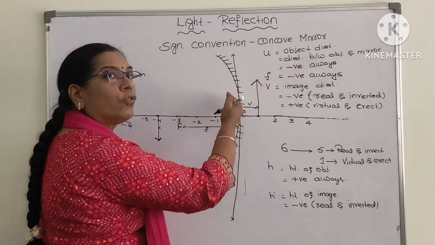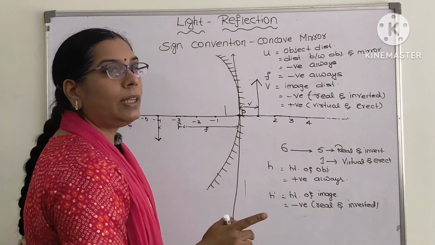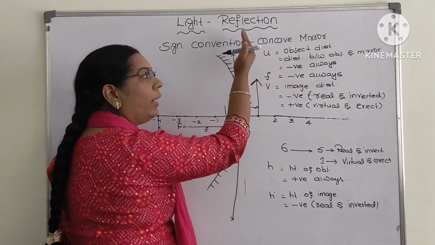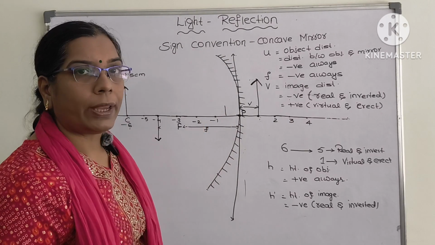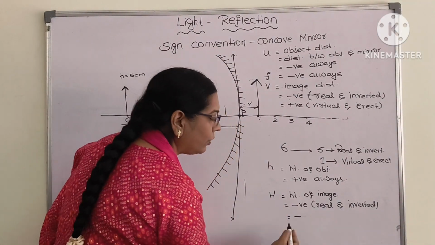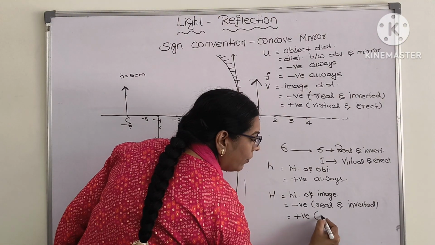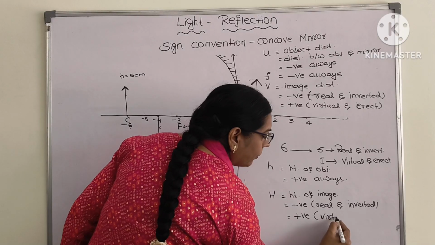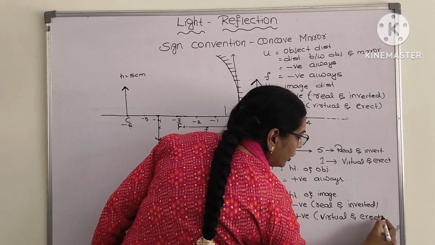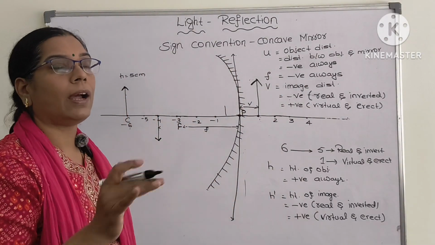Now, if the image is falling on the other side of the mirror, then it will be called a virtual image. And in this case, the image will be pointing towards the positive y-axis, and hence the height H prime, or the height of the image, will be positive when the image is virtual and erect. So this you should know, children, no need to learn by heart.